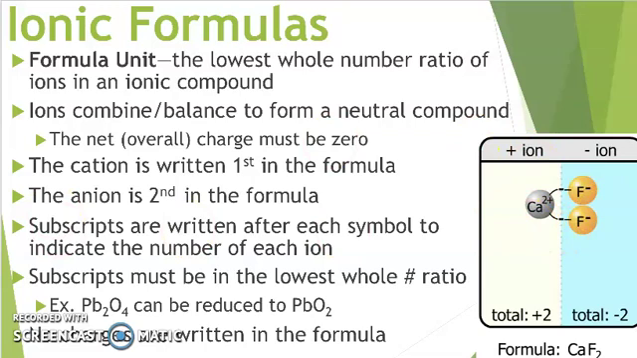Subscripts also must be written in the lowest whole number ratio. So really I could have another calcium and 2 more fluorines and have Ca2F4, but I could reduce that. If you ever accidentally get them too high, or in this case Pb2O4, I can reduce that down to PbO2, the lowest whole number ratio. No charges are written in your formula. Notice I didn't put calcium as a +2 or fluorine as a -1 in the formula. That is left out.